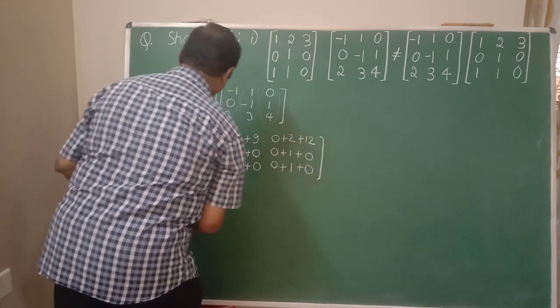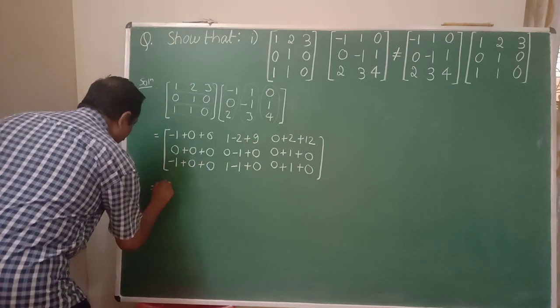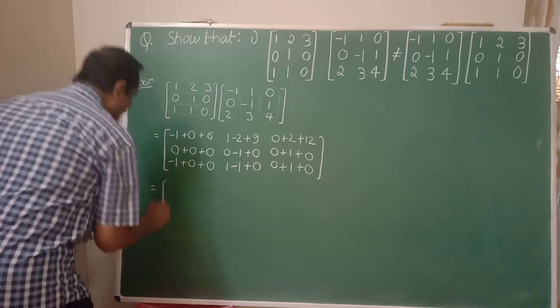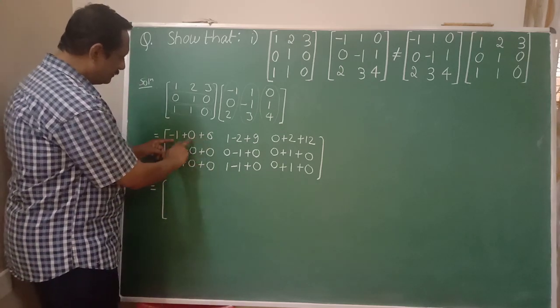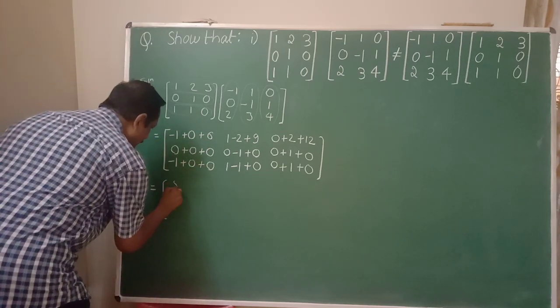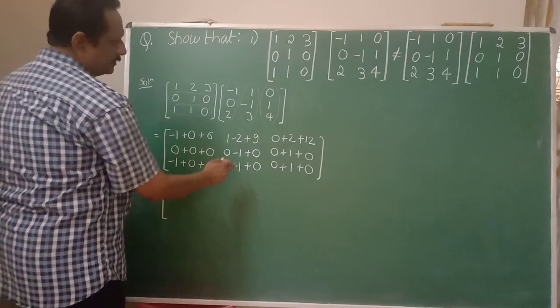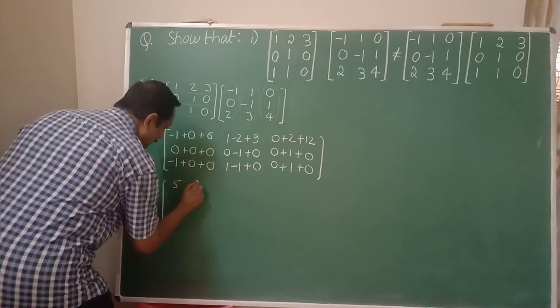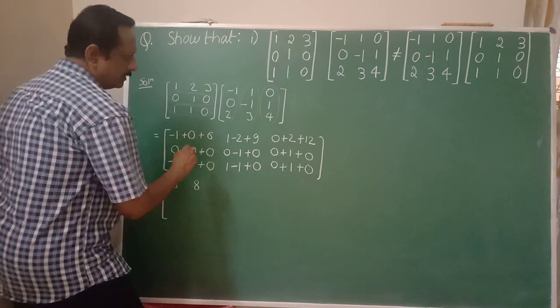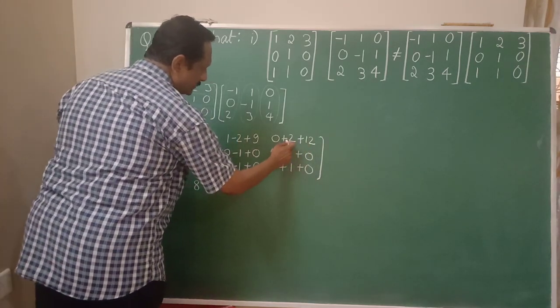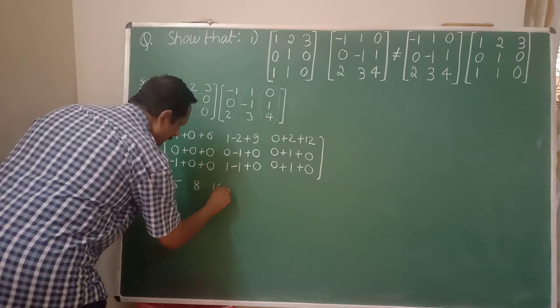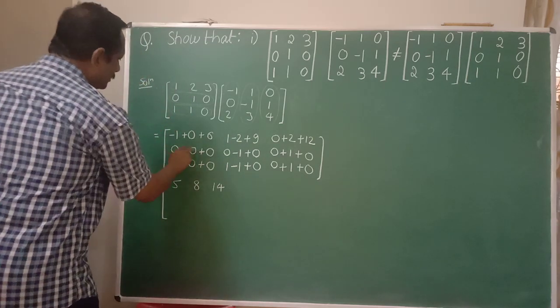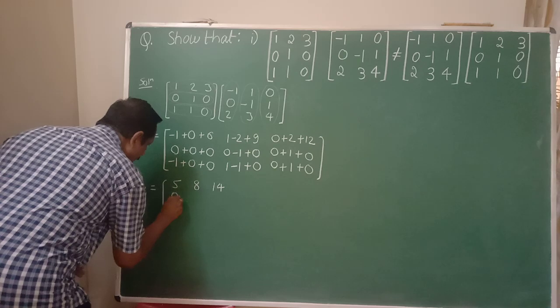So now simplify here. So this is equal to the matrix here. 6 minus 1 becomes a 5. This is a 5. 9 plus 1 is 10. 10 minus 2 becomes an 8 here. So write here 8. Then 12 plus 2 becomes a 14. So this is a 14 here. Then 0 here. So this is 0.